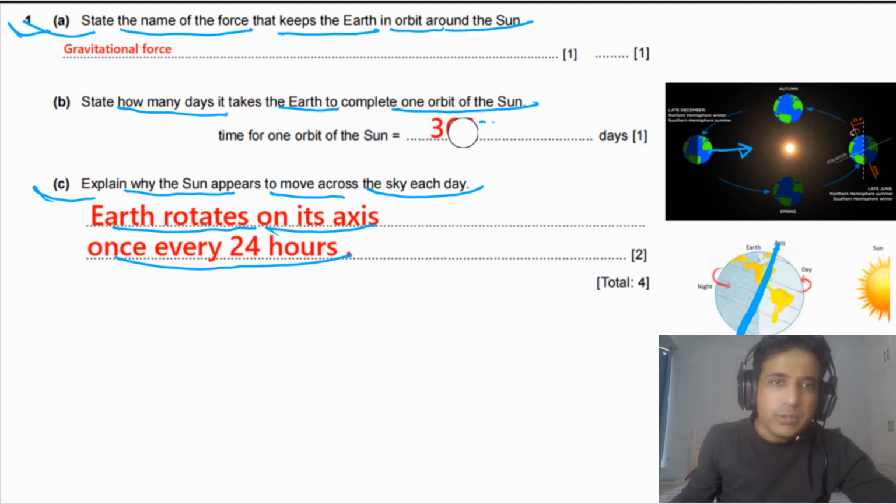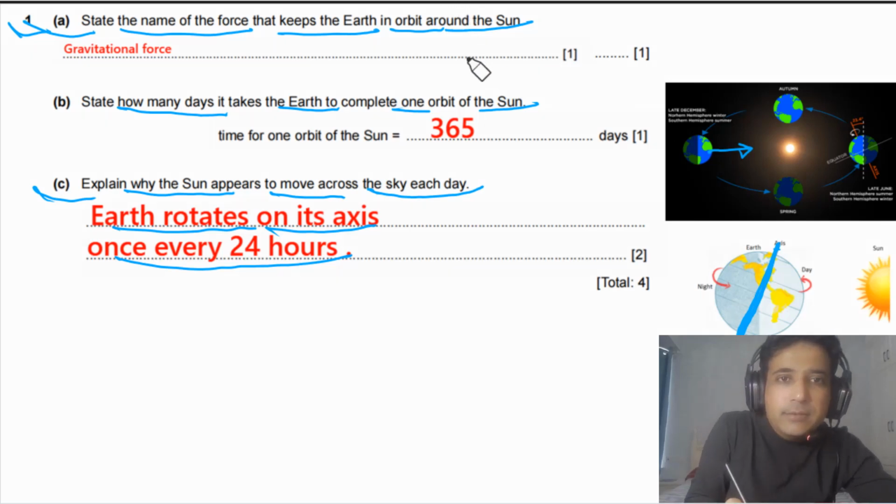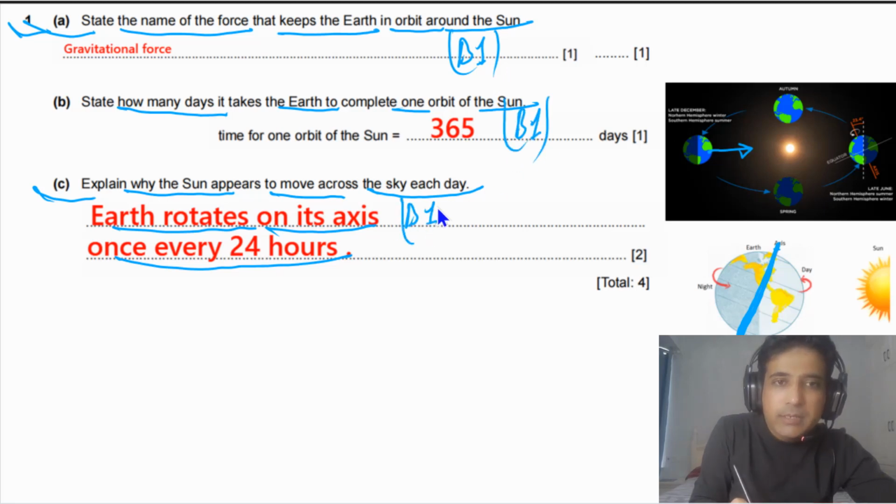So these are pretty straightforward points. So these points you have to keep in your mind for the P3 and also for the P4 exam. And for these questions, each part has 1 mark, so this is a B mark, and this is also a B mark, and these are 2 B marks, B1, and this is another B mark.